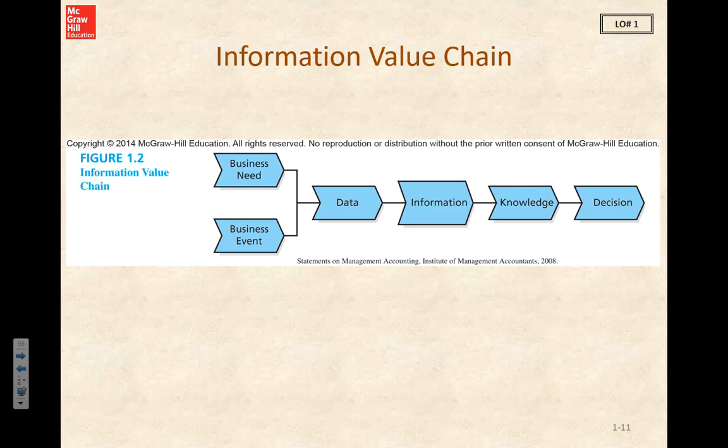So let's pull it all together. First we'll define a business need or event. From that we're going to look at our collection of data, and from there we're going to pull out the information that is critical to what we're trying to figure out. The ultimate decision is reached through the knowledge we applied to the information that we have gathered. And this is what we call the information value chain. We can see how one need really drives the process along.